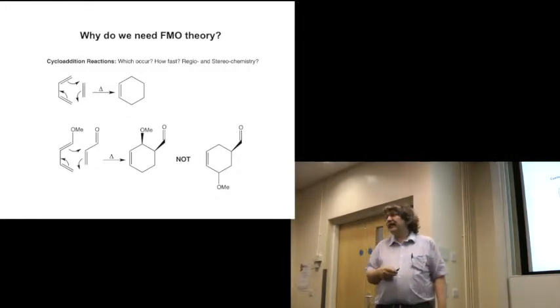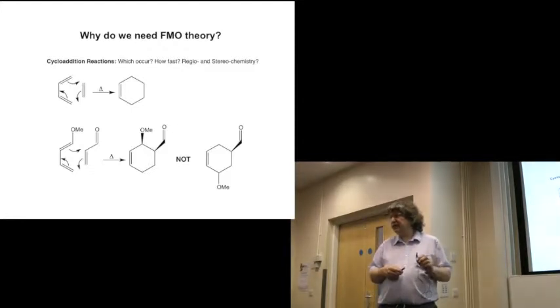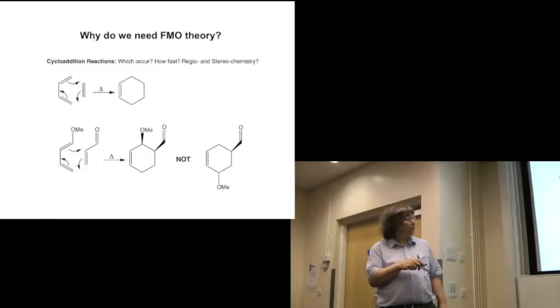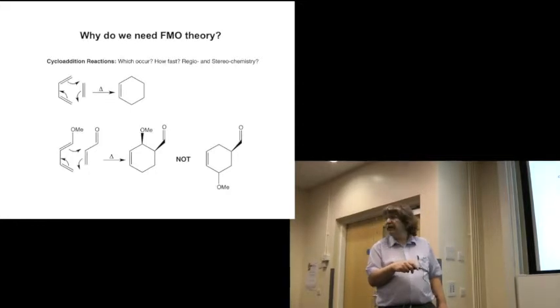The second thing we're going to tackle is that of regiochemistry. Because when these two things with substituents on them react, they could form the product with the two compounds close together or with the compounds far apart. In fact, you only get this one. So the question is why?